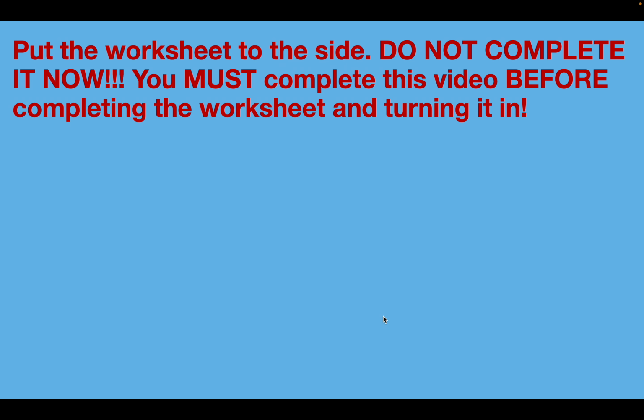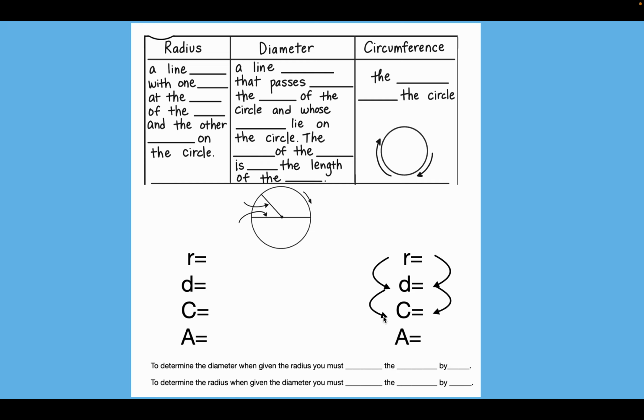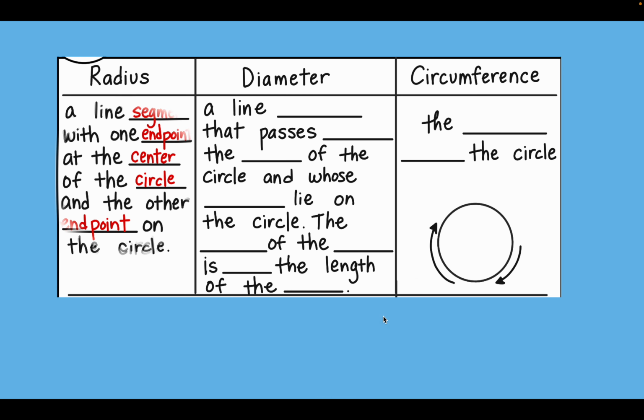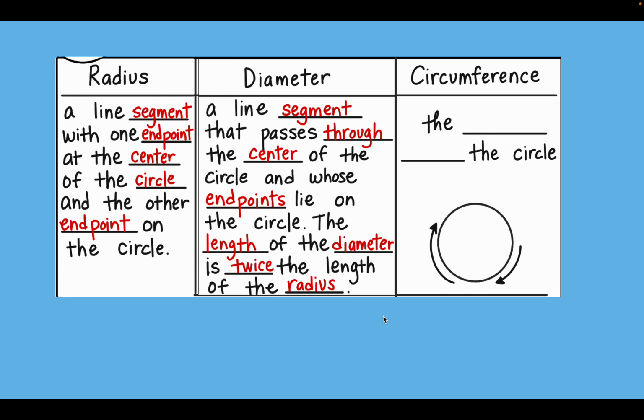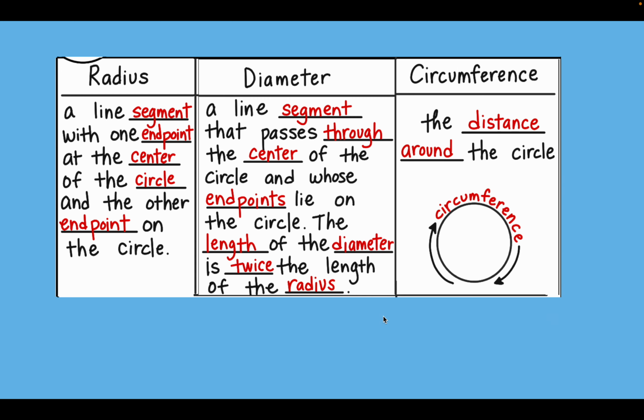Alright, let's look at our third worksheet for the day. Radius is a line segment with one endpoint at the center of the circle and the other endpoint on the circle. Diameter is a line segment that passes through the center of the circle and whose endpoints lie on the circle. The length of the diameter is twice the length of the radius. And then we have circumference, which is the distance around the circle.